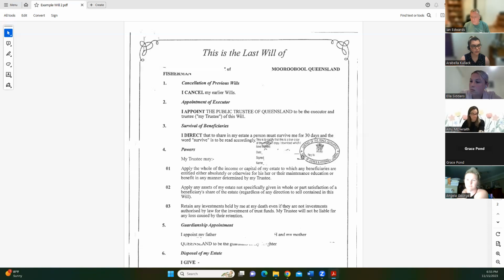An interim will can sometimes also be used if someone is at the drop of a hat having to travel in unexpected circumstances. But I know that most solicitors will always say to their clients, this isn't an interim document, it must be reviewed, and you must finish your proper estate planning process, because often the interim will doesn't go into the detail that it needs to. So, thanks for raising that, Ella. That's a very good point. Ian.